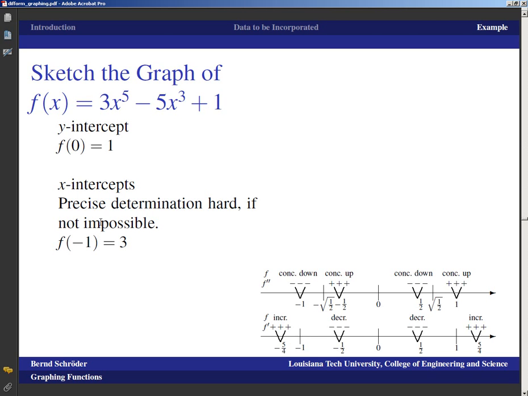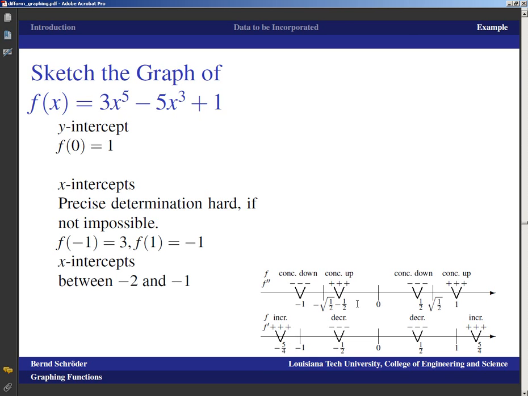1. And f of negative 1 is 3. Well, let's see. We get negative 1 to the 5th is negative 3. Negative 1 cubed is negative 1 times negative 5 is 5. So 5 minus 3 is 2 plus 1 is 3. That's good. We're interested in f of 1. Well, that's 3 minus 5 plus 1. That's negative 2 plus 1. That's negative 1. Sure. We're interested in f of 0.